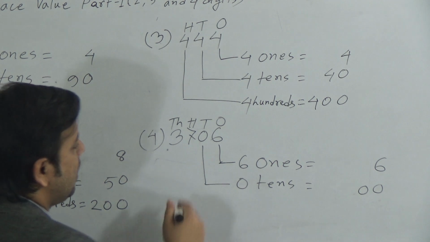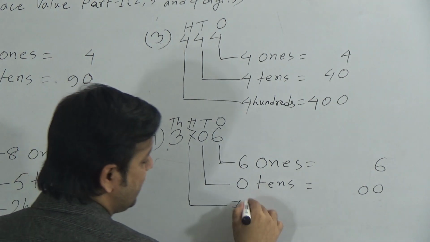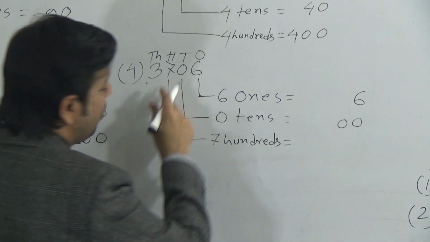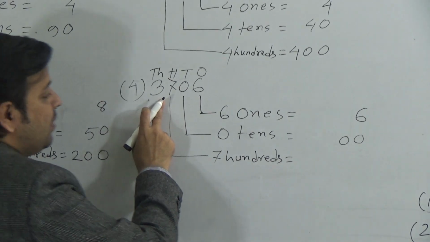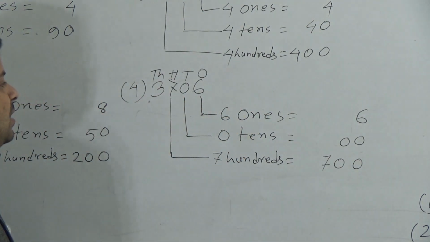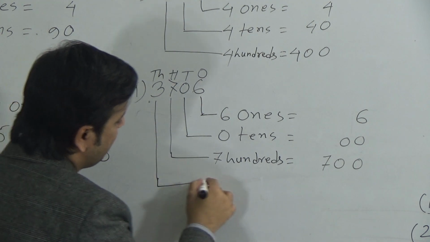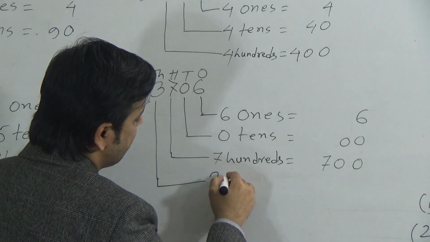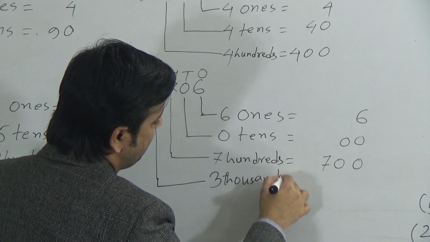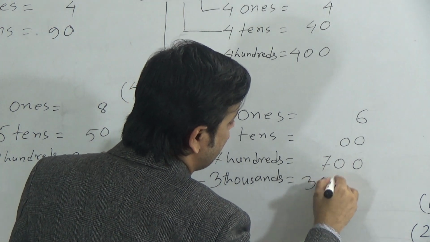Okay, dear students, now see 7. Place value of 7. 7 is in hundreds place, so we have to write here 700. So the place value of 7 in this number will be 700. Okay, now let's see digit 3. 3 is in thousands place, so we can write here 3000. So the place value of 3 in this number is 3000.